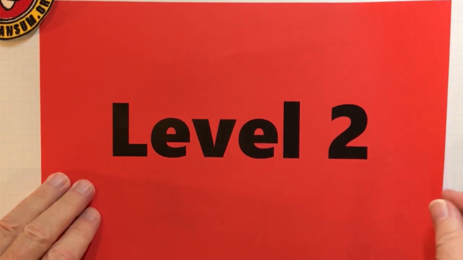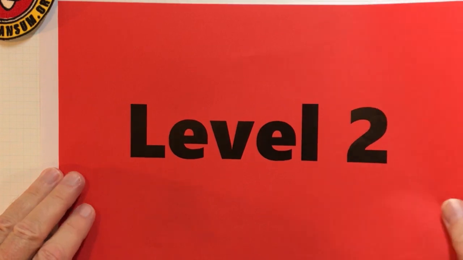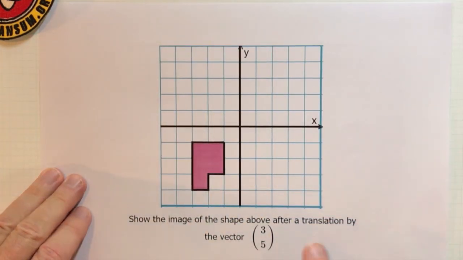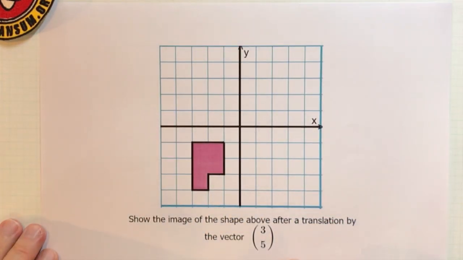Okay, we're now at level 2. And this time our transformation is called a translation. And for a translation, we're given a vector. This is called a vector. It's a bit like coordinates, but can you see the numbers are written vertically inside the brackets?